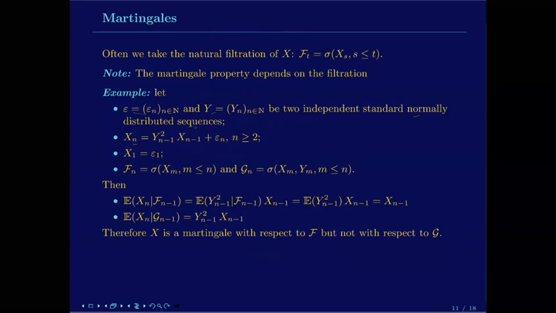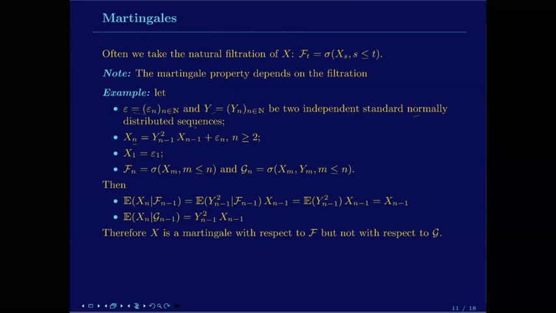So we look at two filtrations, the first generated by x m, as well. The x's, well, they're constructed out of the y's and the epsilons, but we cannot easily generate the y's and the epsilons out of these x's. So our other filtration consists of the information provided by the stochastic processes x and y.